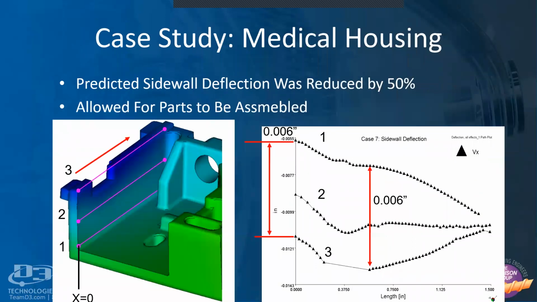And by doing that, we were able to reduce our part warpage by 50%, which allowed the parts to be assembled in manufacturing. Again, by proactively finding that solution with simulation, before we jump into modifying our tool, we're able to validate our direction and find solutions much quicker.